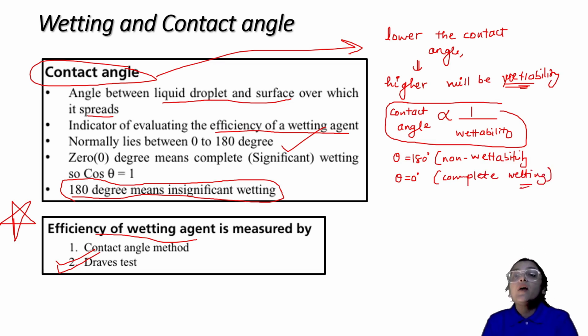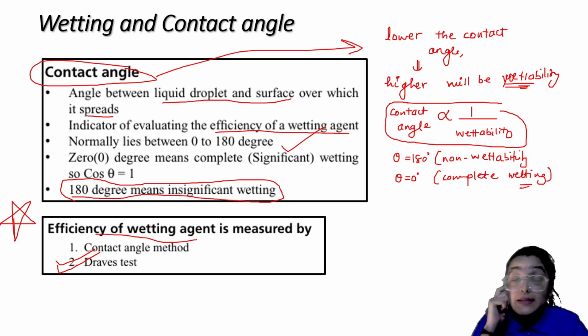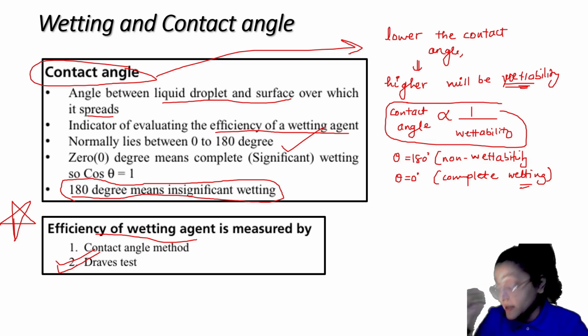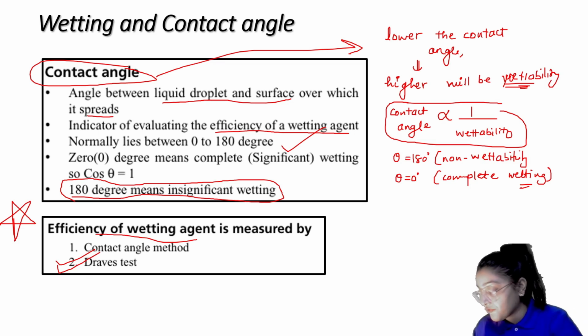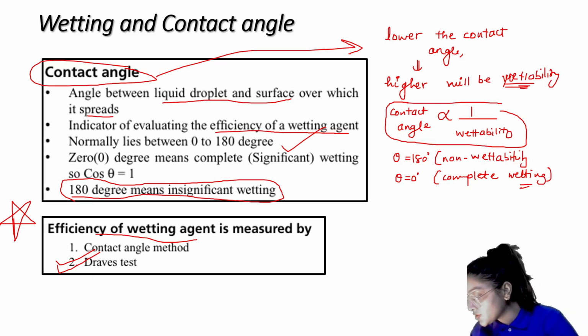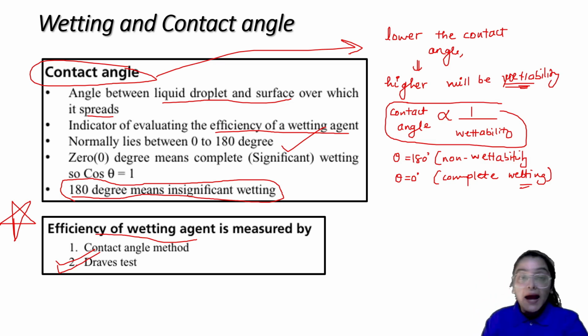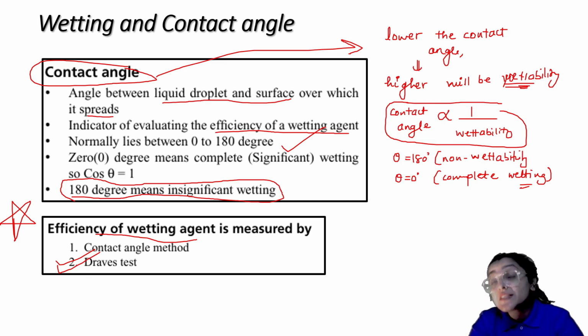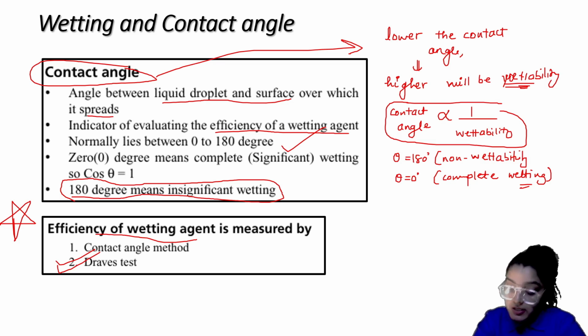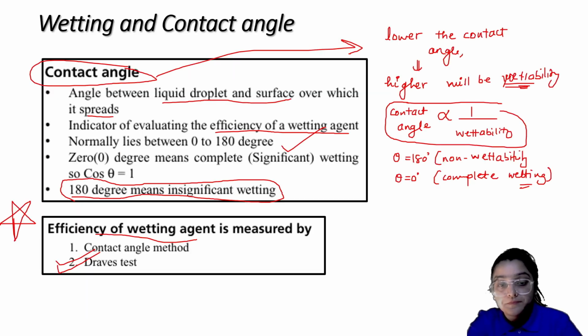Now, these are some really important points from your exam point of view. As I've mentioned, one more point: the Draves test is used to measure the efficiency of your wetting agent. Students, direct questions will be asked, so do not skip these topics at all.